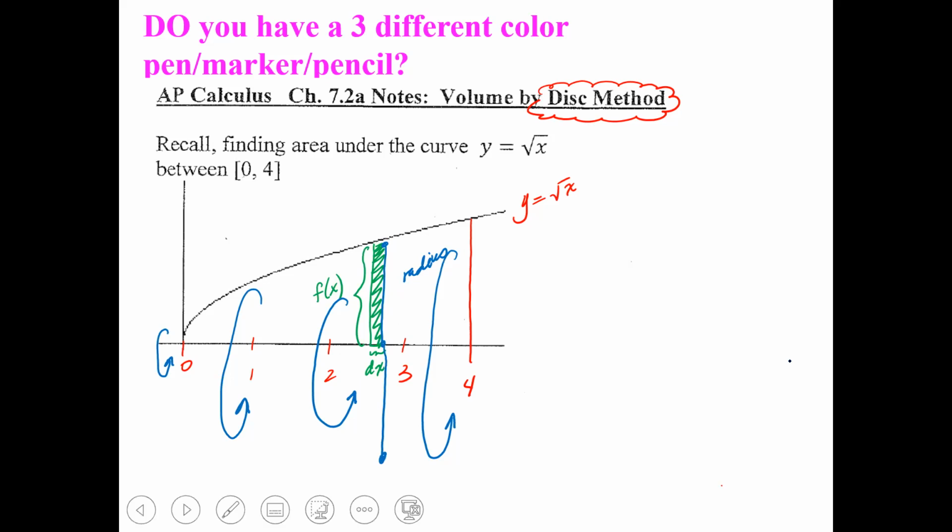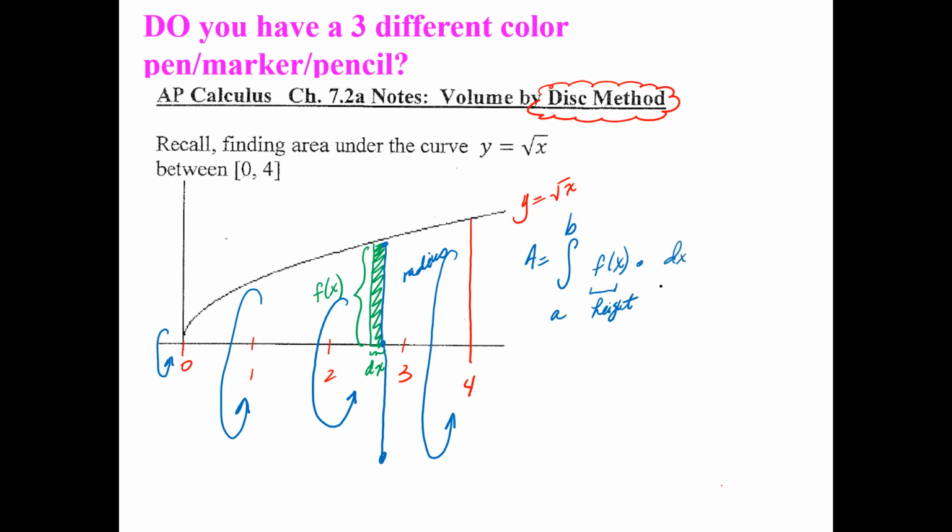And so as you're looking at this, the area is going to be equal to the integral from a to b of f of x, which is the height of the rectangle, times dx, which is the width of the rectangle. So if I plug this in, from a to b, what is your height? Well, f of x is the height, and what is f of x? Your y is the square root of x, times the width, and what is the width? dx.